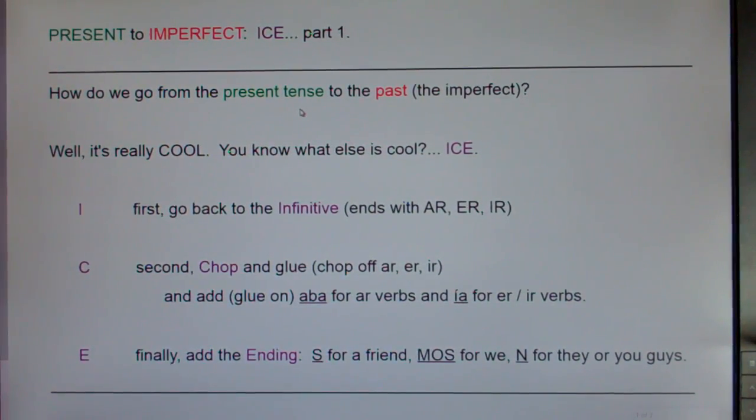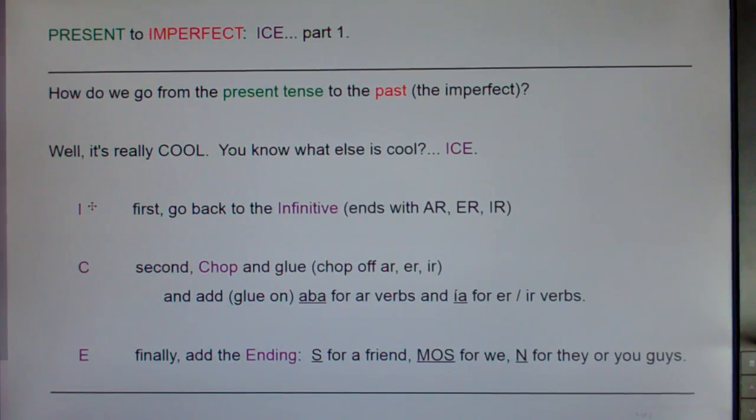To go from the present tense to the past tense, or more specifically, to go from the present tense to the past imperfect, you have to remember ICE. Okay, ICE. ICE is an acronym. I-C-E. I stands for infinitive. C stands for chop and glue. And E stands for ending. Okay. Wow, that sounds tricky.